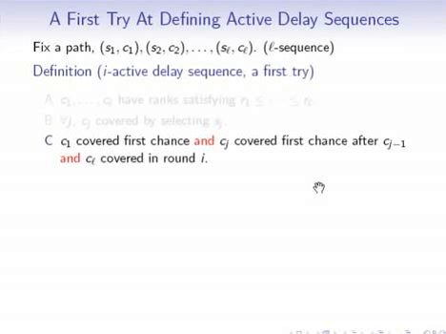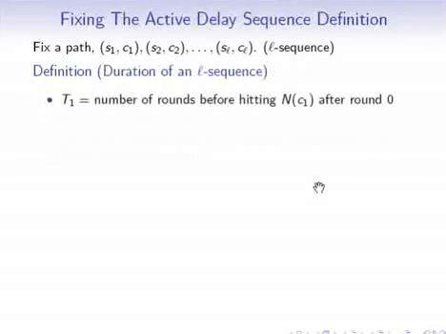So what we're going to do is concentrate on this last requirement of the nodes getting covered on a first chance after some other event, and we're going to redefine that in a more precise way. We introduce another definition, called the duration of a particular L sequence. Let T1 be the number of rounds before hitting the neighborhood of C1, remember that's the very first node in the sequence, after the beginning of the process.